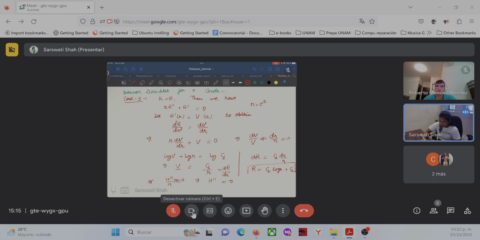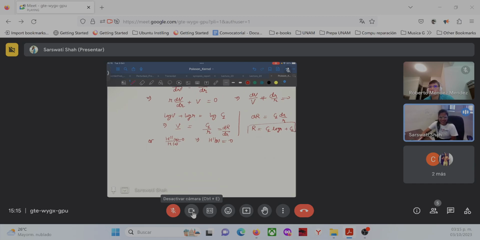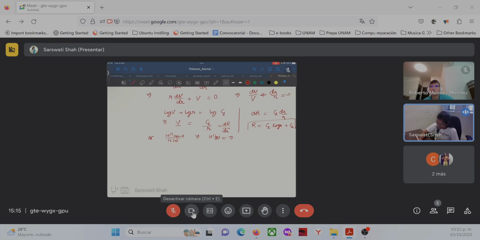H is a function of theta, if you remember. It has been a very long time since we went through the problem, so even I think I have forgotten. So don't worry about that. So h of theta is equal to c3 theta plus c4. So the total solution of the system can be written as c1 logarithm of r plus c2, and then c3 theta plus c4.